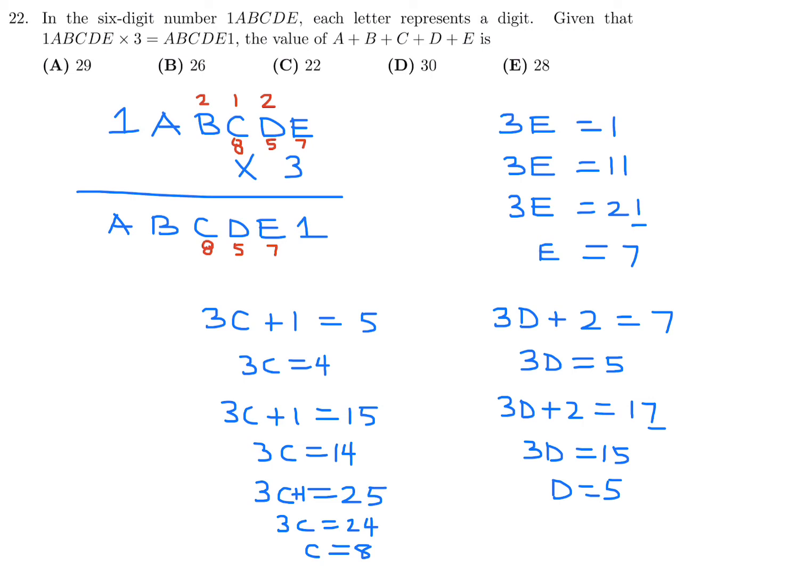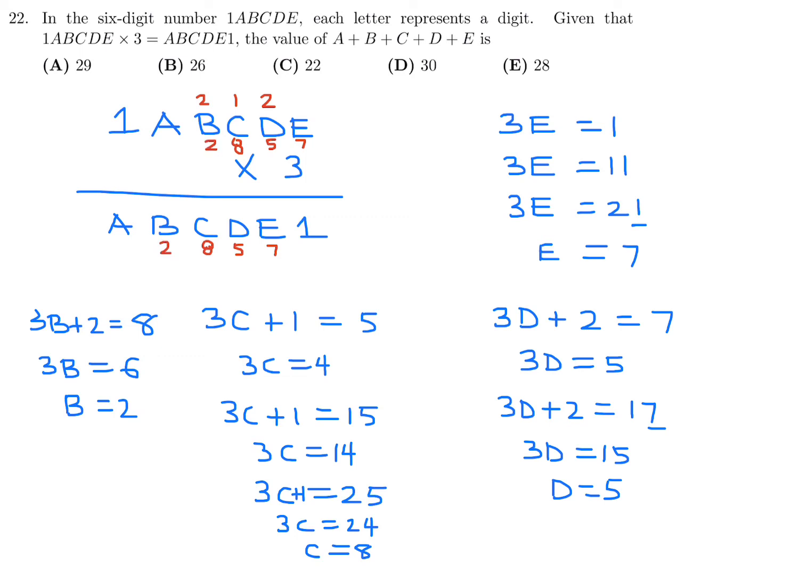Okay, next one would be 3 times B plus 2 is equal to this C, which is 8. Does that make sense? Yeah. 3B is equal to 6. B equals 2. Okay, great. So that's a 2, that's a 2.